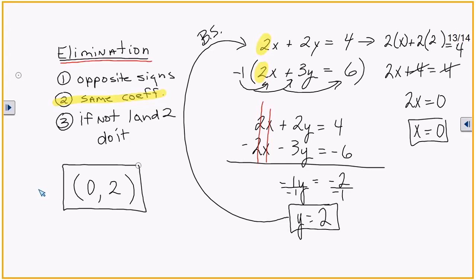Now, all of these three methods that I just showed you should knock some cobwebs loose on how to solve systems of equations. And when we get to the Algebra 2 review, we will cover Cramer's rule as well as matrix.